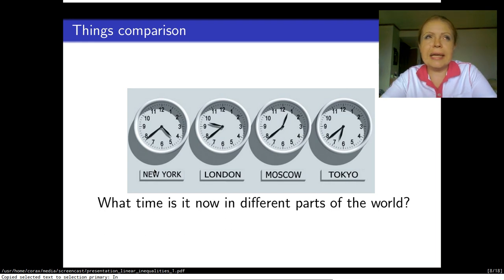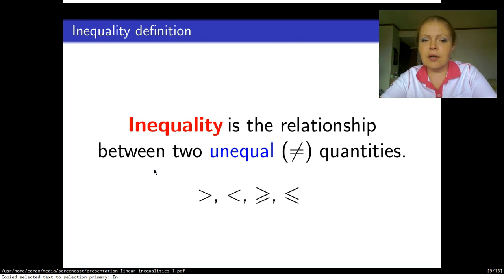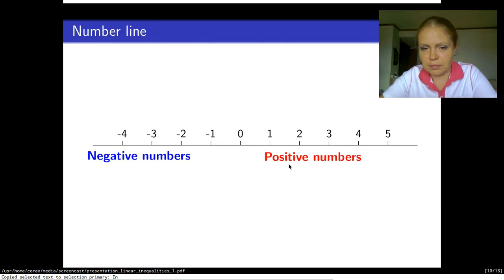So inequality is the relationship between two unequal quantities. For showing inequality, we use these signs: greater than, less than, greater than or equal to, less than or equal to. Unequal means not equal.